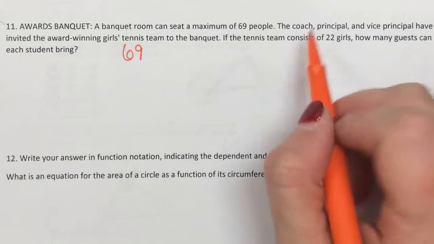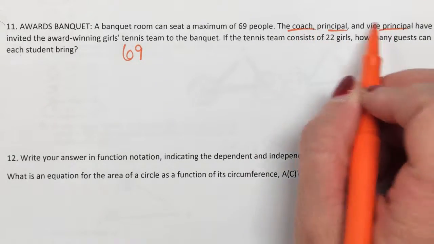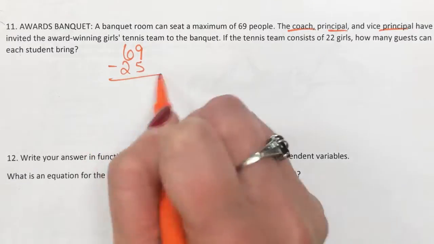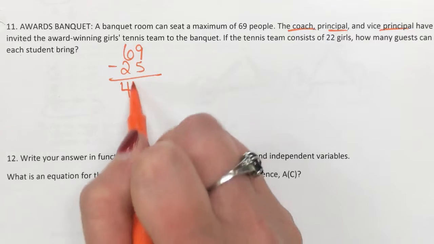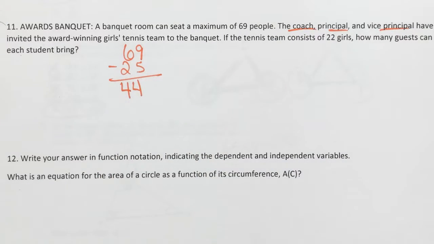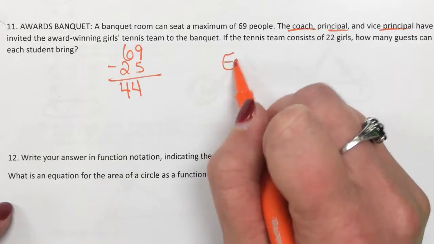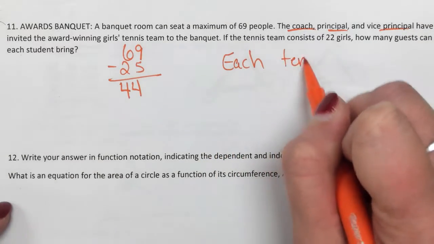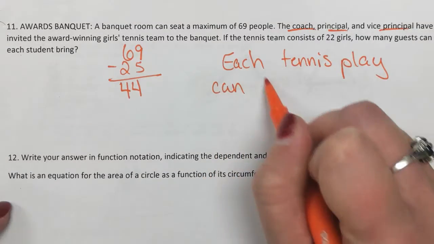There you go. The coach, principal, and vice principal are 3 more people. 22 girls plus the 3 people is 25. So how many seats are left when we do it that way? 44. And so if there's 44 seats left, divide it by 22 and you get how many seats? 2. There you go. Each tennis player can bring 2 guests.